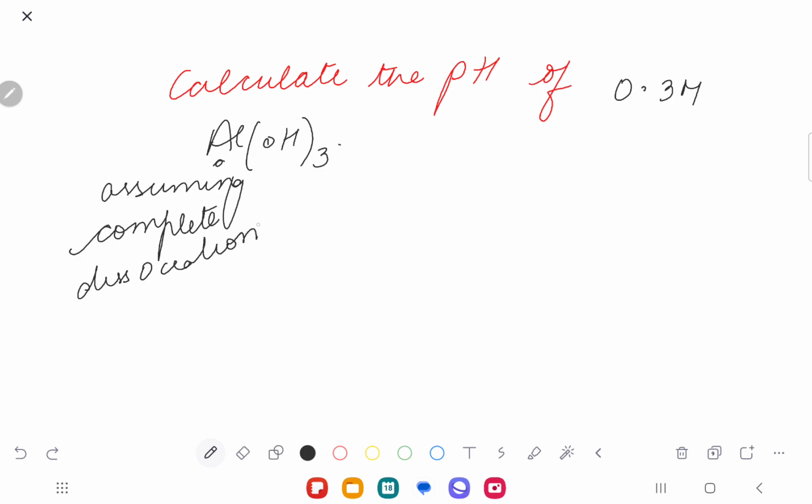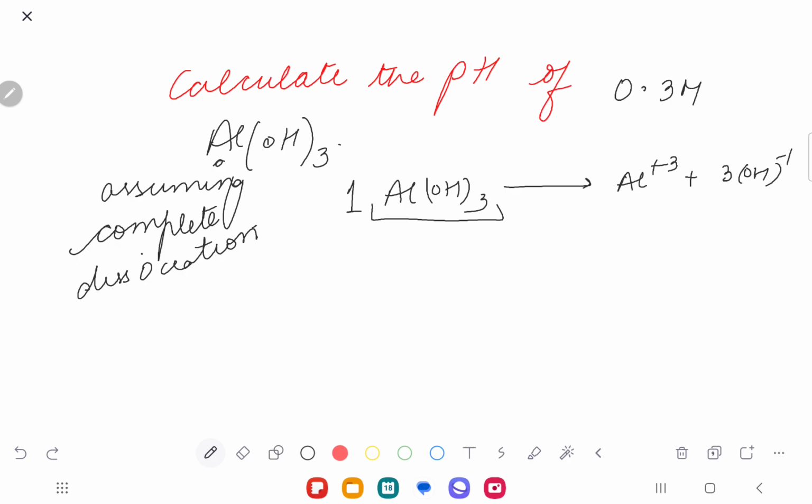So assuming complete dissociation means that Al(OH)3 is a strong, strong base. And since it is a base, in my mind it should click that I have to calculate pOH first and not the pH. So Al(OH)3 shall decompose how? One molecule of Al(OH)3 shall give me one ion of Al3+ and 3 ions of OH negative. You understand? So we have what? We have 0.3 molar of this, so 0.3 moles per liter.